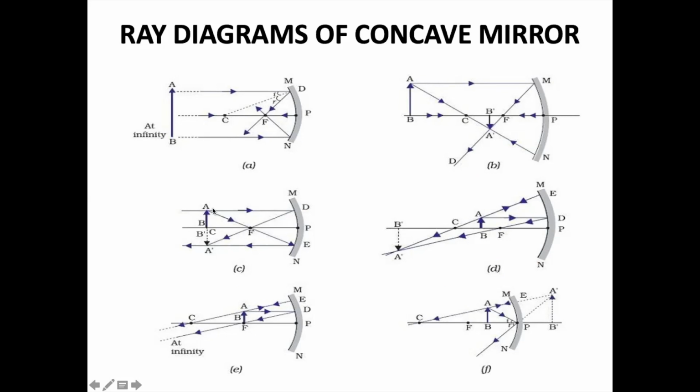So rule number 1, a ray parallel to the principal axis will always pass through the focus. And rule number 2, when a ray of light is passing through the focus, it becomes parallel to the principal axis. The reflected rays meet at point A dash and an inverted image is formed. The image size is the same. The AB and A dash B dash size is the same. So again, we can write: position of the object at C, position of the image at C, type of the image real, and real images are always inverted, and the size of the image is the same size.